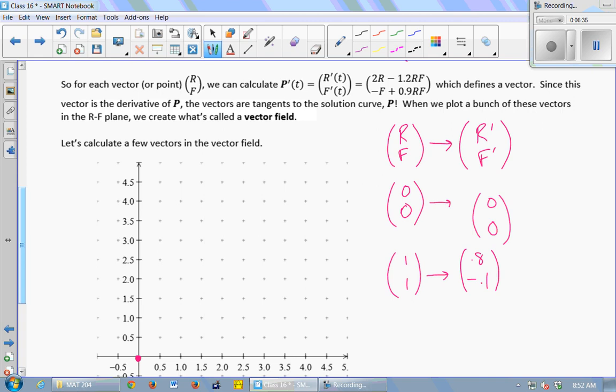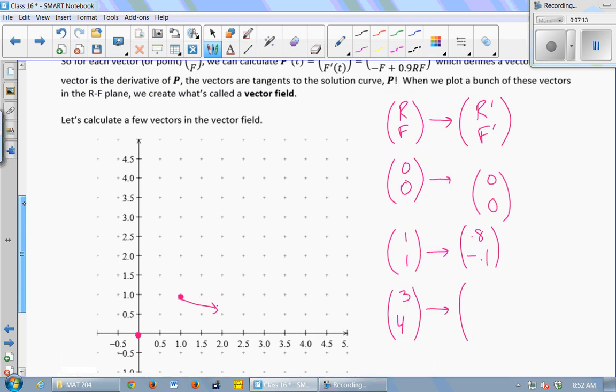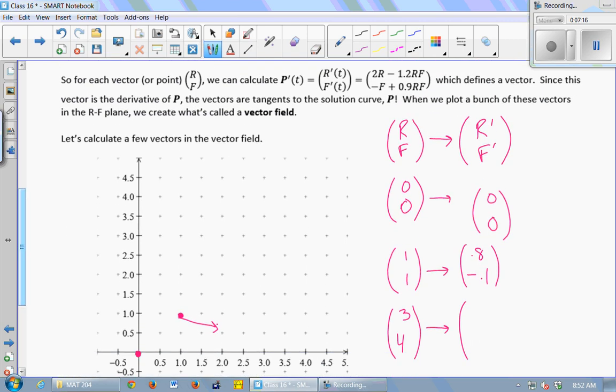That's a vector that I draw starting at the point 1, 1. So at 1, 1, here's my point. I need to go right 0.8 and down 0.1, and I draw that vector. And I can just do this for a whole bunch of points RF. Any point I pick, let's do 3, 4, then my vector that tells me about the speed and direction of my solution would be 2 times 3 is 6. That'd be 12. I guess I need a calculator.